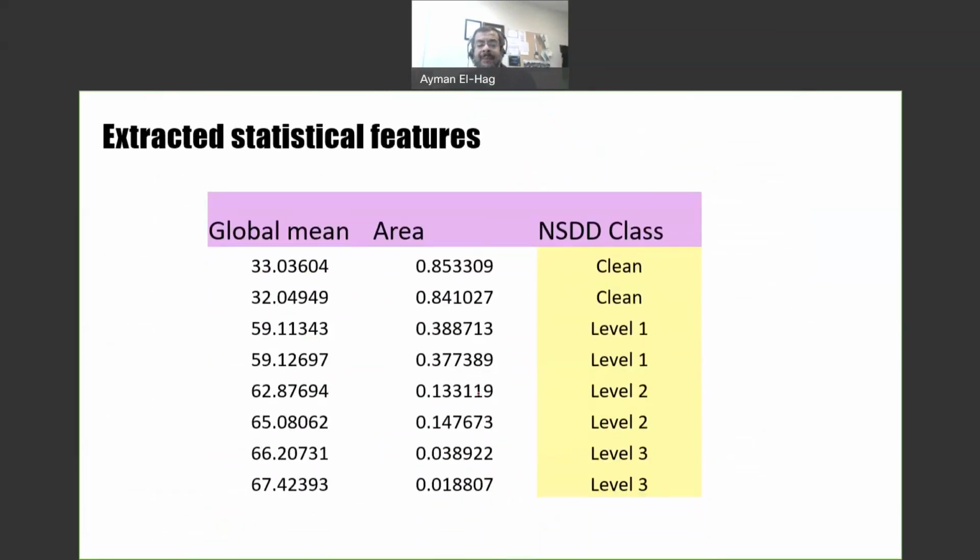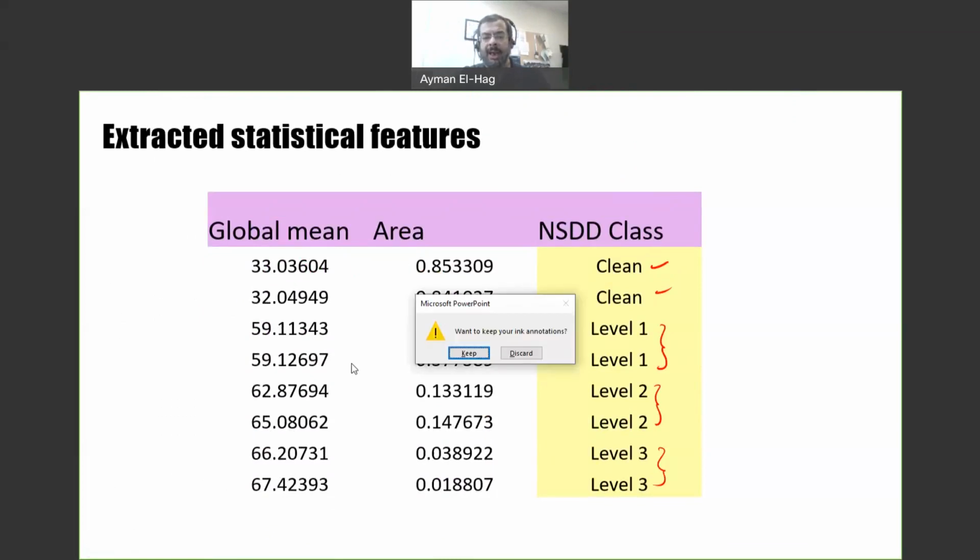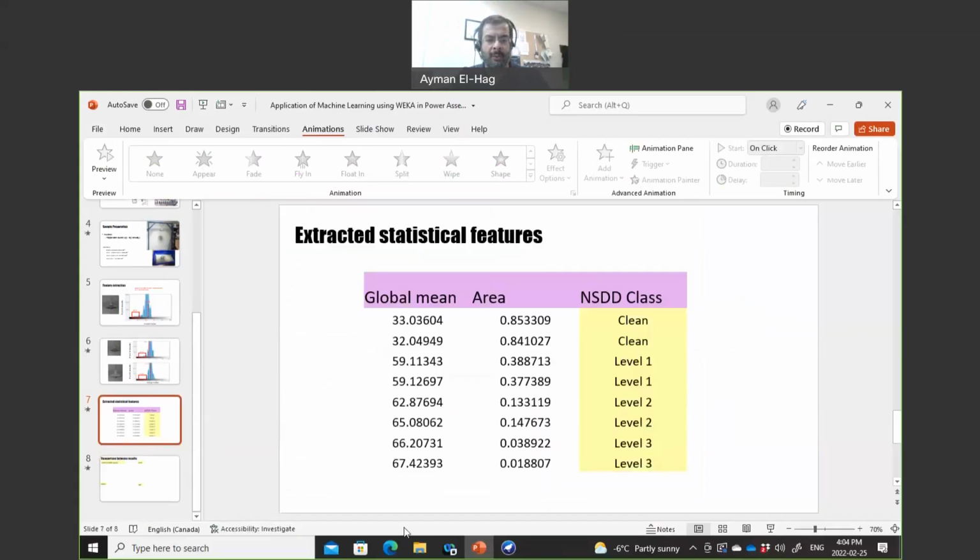So these are the values for the clean insulator. This is for the global mean, and this is for the area. This is level 1, this is level 2, and this is level 3, and these are the corresponding values. We have 24 images for each class, and now we want to classify them. So let's go and use our WEKA.